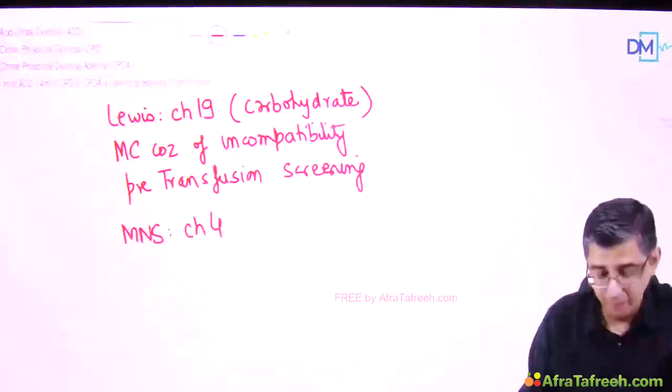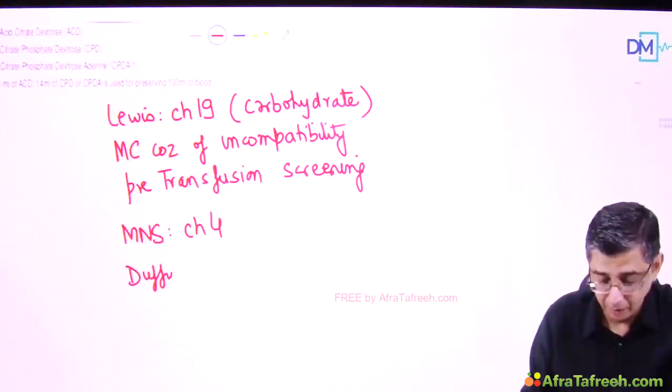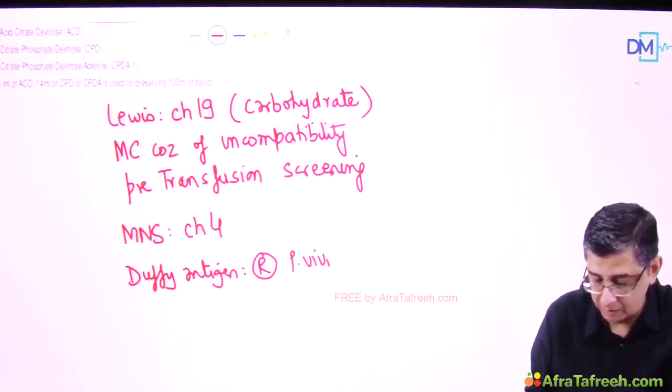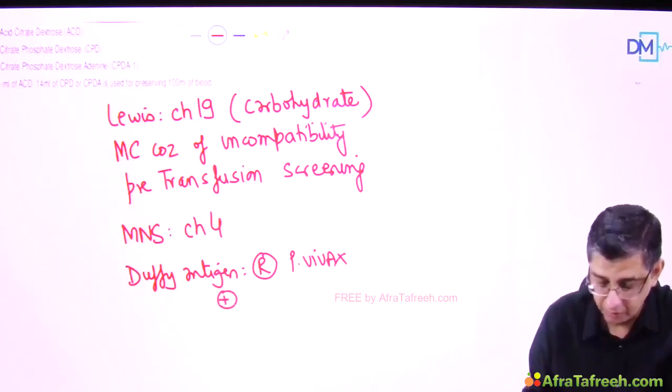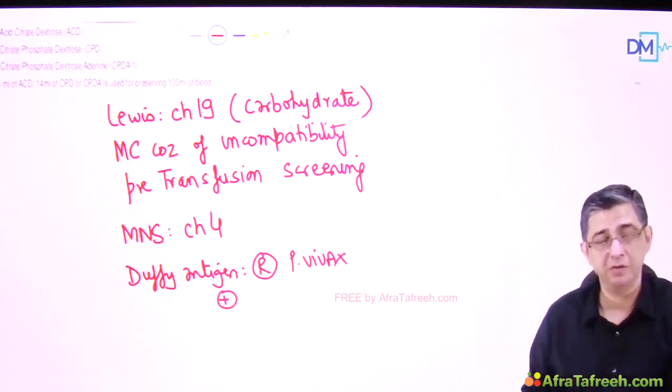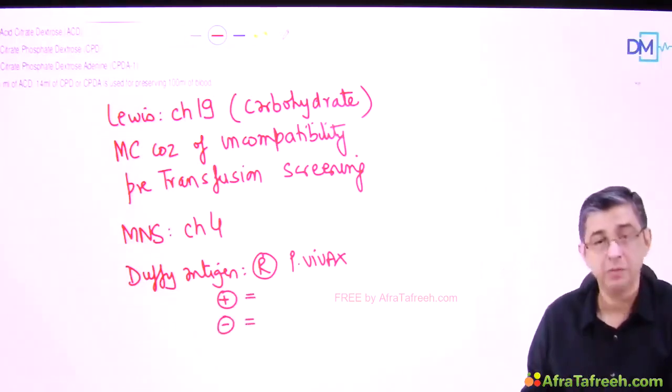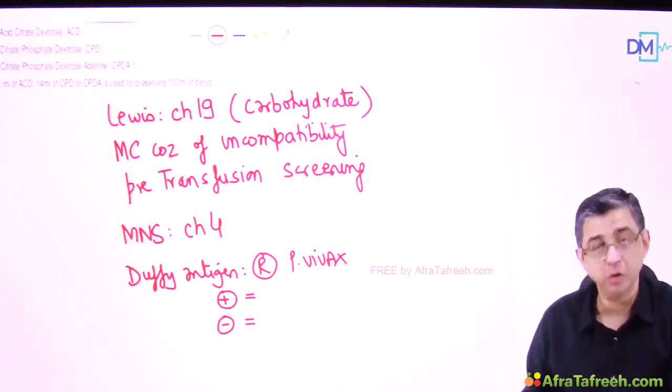The next one to be remembered is Duffy antigen. This acts like a receptor for Plasmodium vivax. So if a person is positive for Duffy antigen, that means he is susceptible to Plasmodium vivax. On the other hand, if he is negative for Duffy antigen, the person will be resistant to Plasmodium vivax.